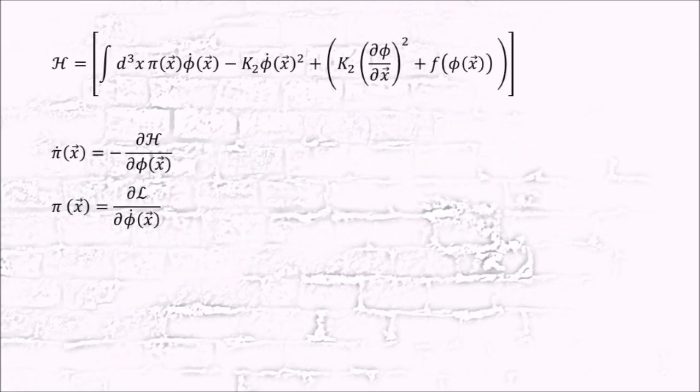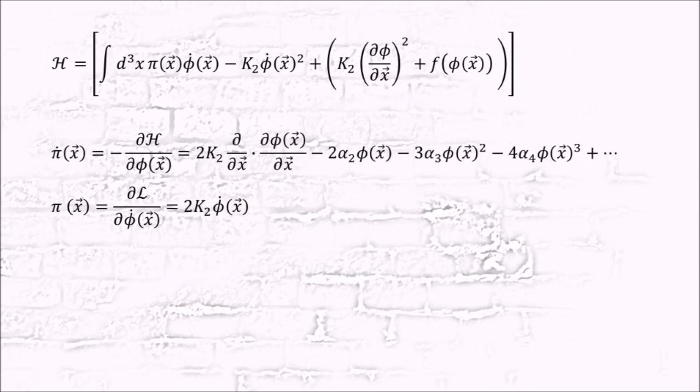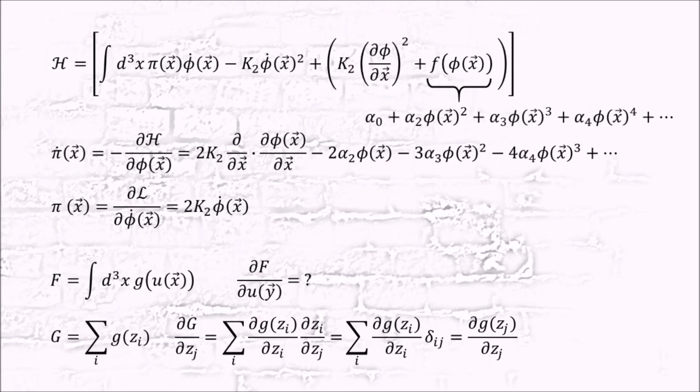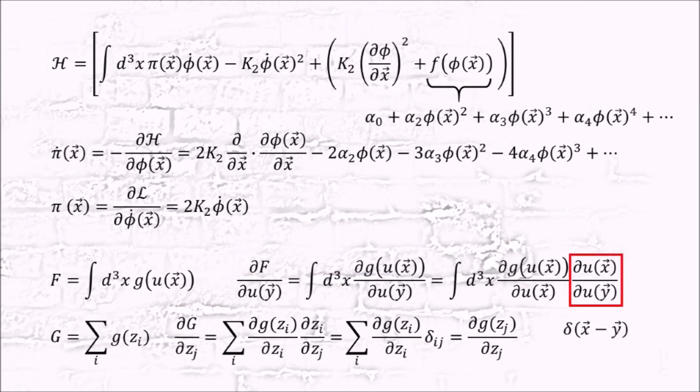So earlier in the video, we took a derivative of the Hamiltonian with respect to phi, and also a derivative of the Lagrangian with respect to phi dot. And I said that the result was this, where we first expanded this potential term in phi. The way you take a derivative with respect to a function under integration is very much the same as taking a derivative of a variable under a summation, where the derivative of one independent variable with respect to another independent variable is the Kronecker delta function. For integration, this Kronecker delta becomes the Dirac delta. Everything else follows.